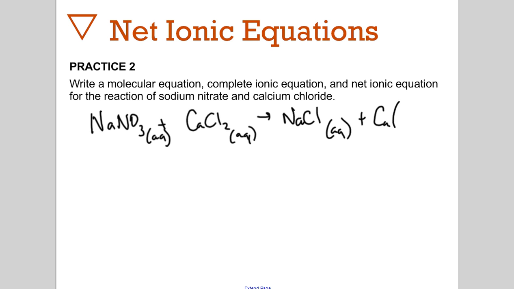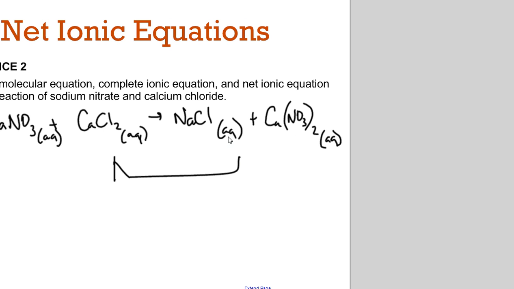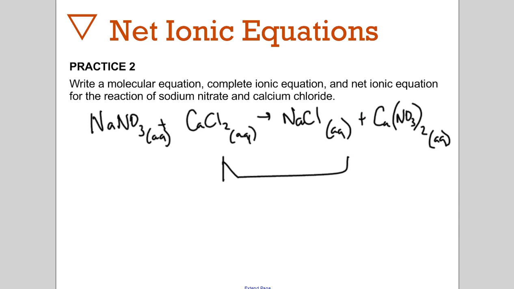Calcium nitrate, nitrate being -1, would form Ca(NO3)2. But you look at your solubility rules and you see that nitrate is always soluble. Okay, so this means you've made a system of ions that don't do anything. This is no reaction. No reaction.